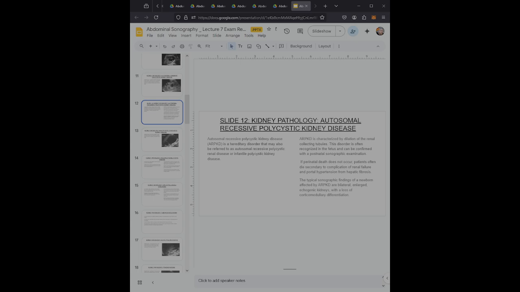Autosomal recessive polycystic kidney disease is hereditary as well, and it is characterized by dilation of the renal collecting tubules. This is often recognized in fetuses and can be confirmed with a postnatal sonographic examination. Clinical findings include renal failure or abnormal liver function tests. Sonographically, we see bilateral enlarged echogenic kidneys and loss of corticomedullary differentiation.